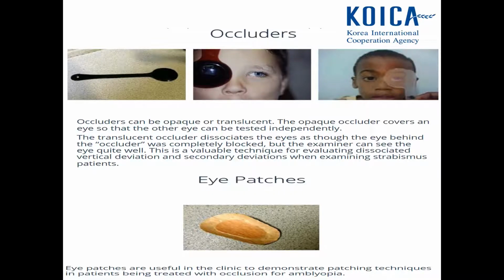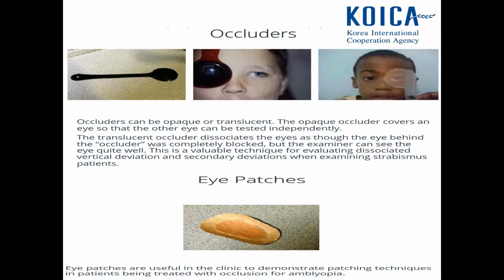Occluders are very essential for strabismus exam, but if there are no occluders, we can use just the hands instead. Through the opaque occluder, we can check the movement of the unoccupying eye. Through the translucent occluder, we can check both eye movements.